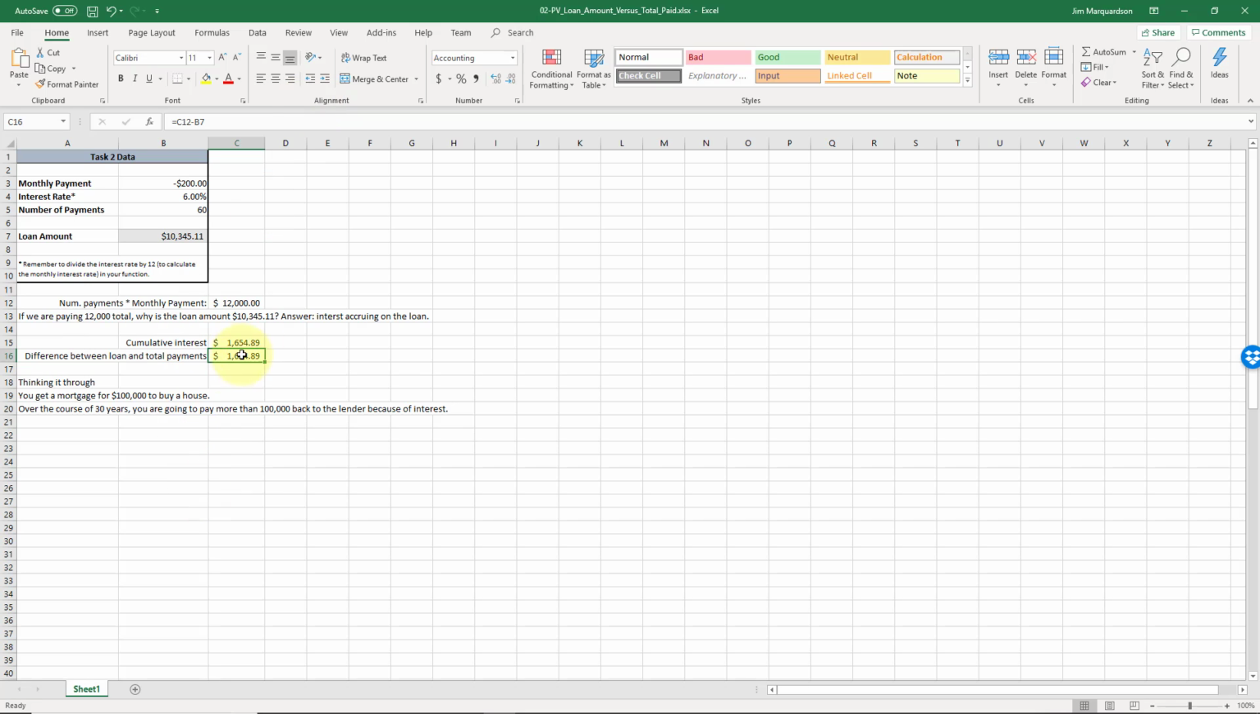We can also calculate this just by subtracting $10,345 from the $12,000. So we get the same number. So thinking about the relationship between payment, present value, and future value, they're all related, and it's really just switching around the terms, basically solving for the missing piece of information. But that's just a little bit of insight into what this loan amount in that task really means and why it differs from the total payments that you have to make on that loan.